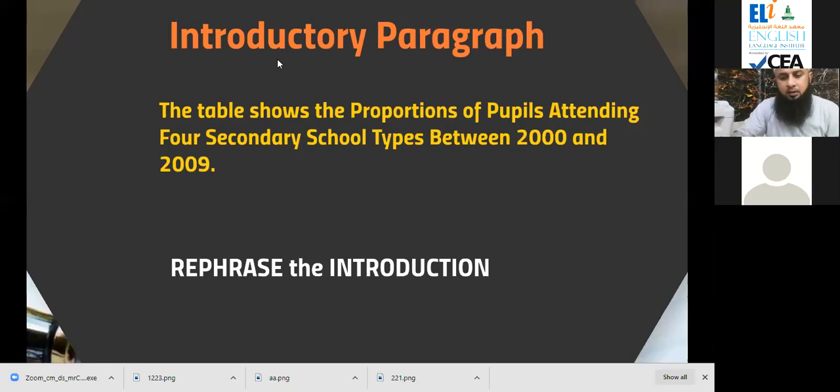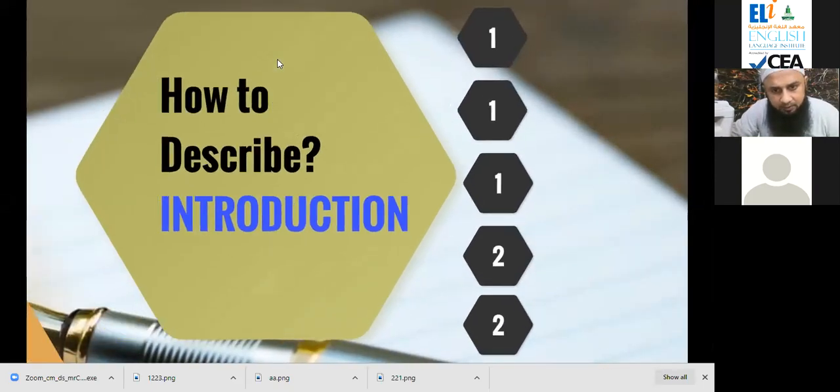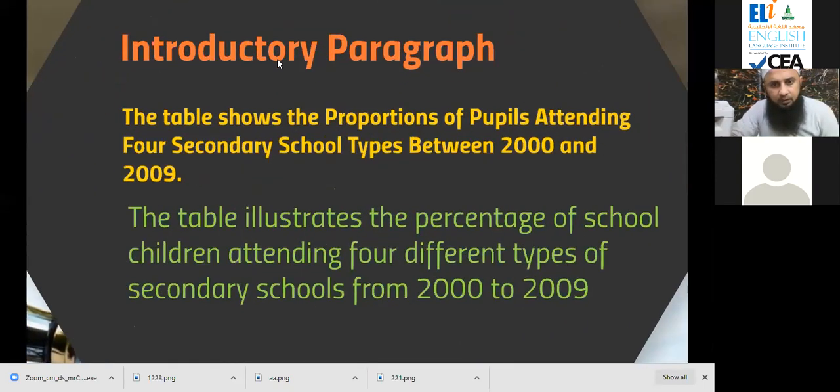Okay, I'm gonna show you how it is done. A bit different, but this is how it could be. There could be variations, of course. It all depends on your knowledge and wisdom and the level of vocabulary. But this is one sample that you could write.